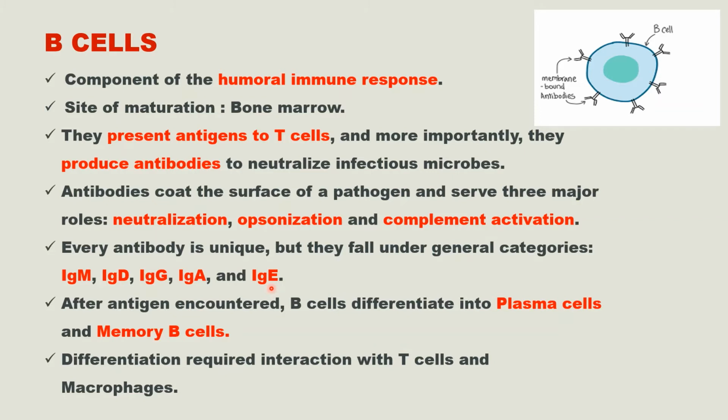After antigen is encountered, B cells differentiate into plasma cells and memory B cells. After antigen is encountered, what happens? B cells will activate and then differentiate to become plasma cells and memory B cells. These plasma cells will produce secretory antibodies. And these memory B cells will remember this and will prevent a second exposure to the same pathogen. That is the role of memory B cells.